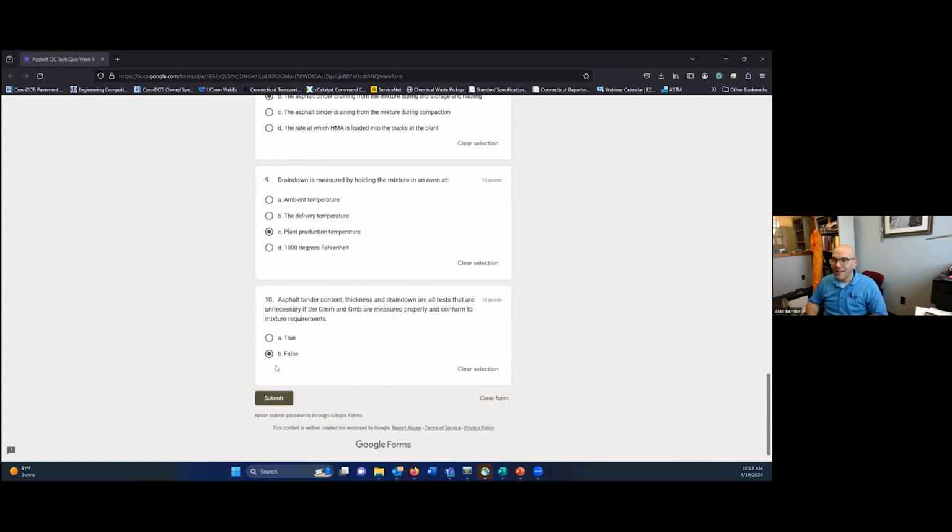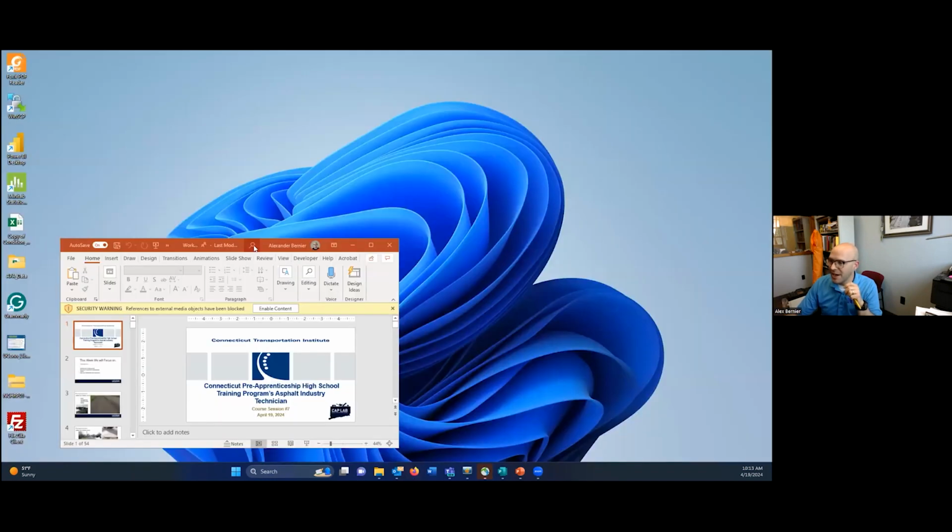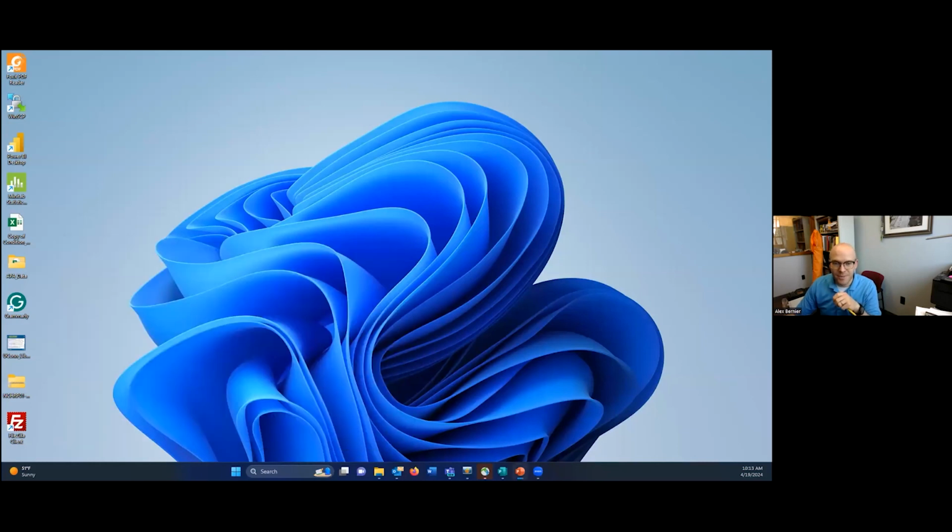The asphalt binder content will relate to the GMM and GMB, but you can actually get all those numbers, your bulk and your max, to be somewhat similar and have differing asphalt contents if your gradation is changing. So each one of those things has to work together to tell us the quality of the mix. So those are the questions on there. Again, if you have a concern or further questions about those, do reach out to Aaron, Jim, Scott, or I, whoever you can find. So I'm going to enable content in this PowerPoint.